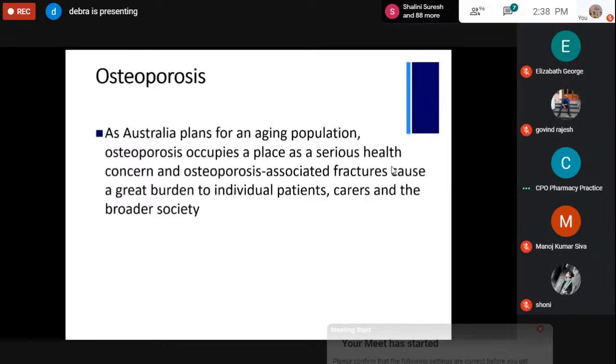In Australia, as we plan for an ageing population, and I know in India as well you also have an ageing population, osteoporosis becomes a very important, serious public health concern. Osteoporosis-associated fractures cause a great burden not only for the individual patients, their families and carers, but also at a broader society level. So it is becoming a very important issue as we have an ageing population, both here and in India.